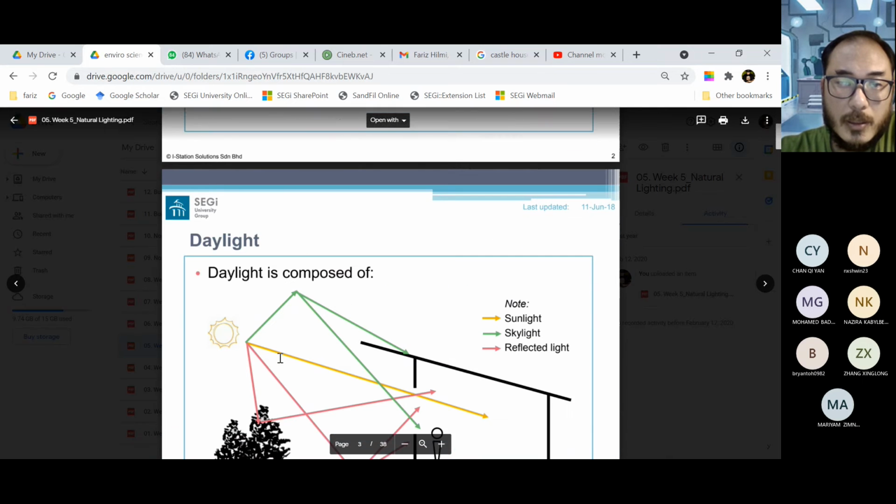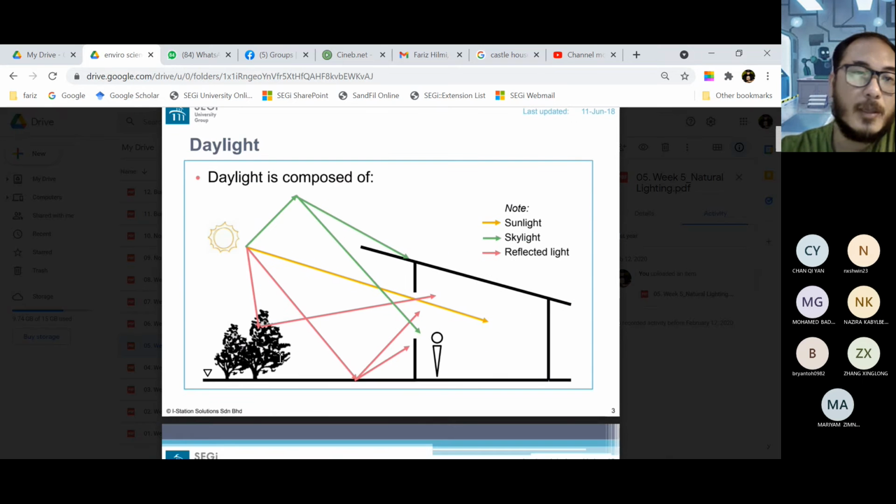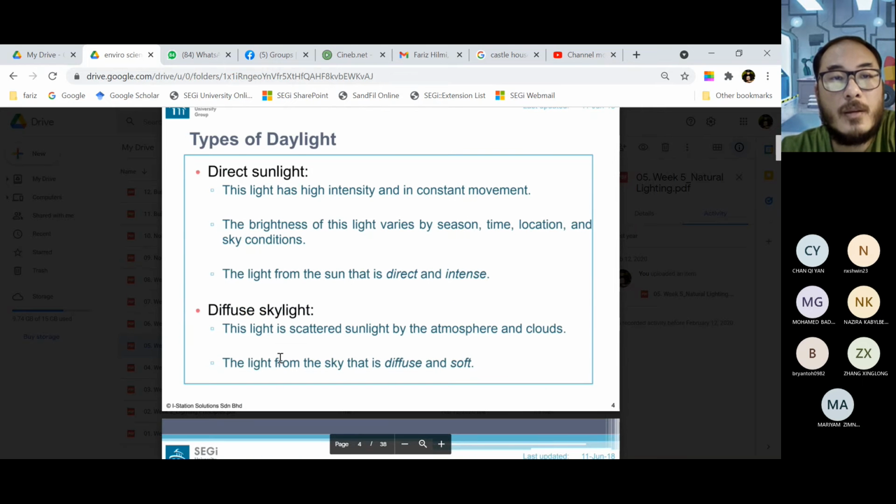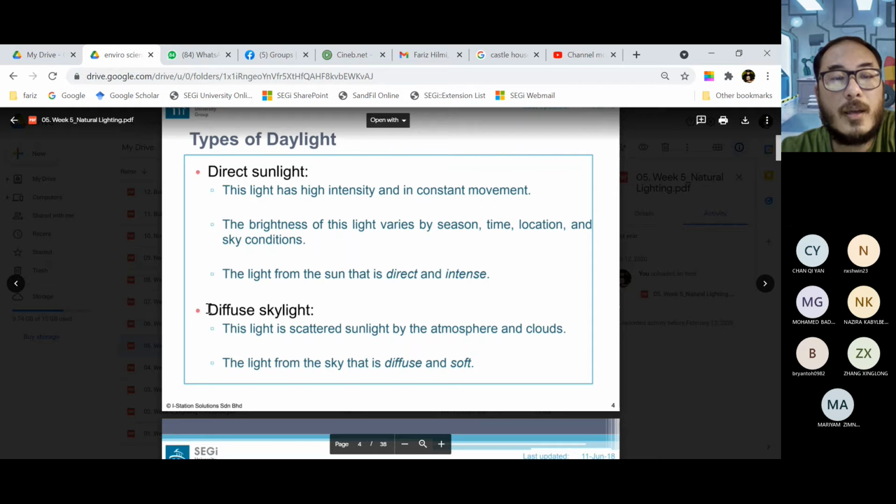Okay, we shall continue this topic again. Daylight. We all know that daylight is comprised of sunlight and reflected lights. Reflected lights have two types, indoor and outdoor. And there are also other types of daylight, which are direct sunlight and diffuse skylight.